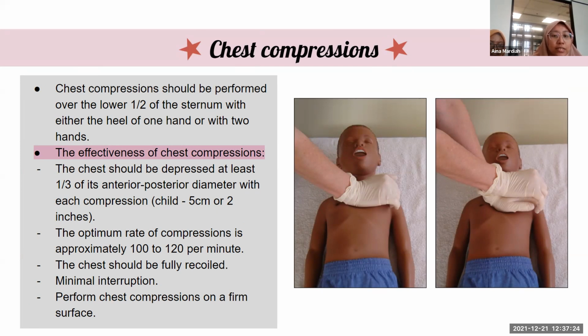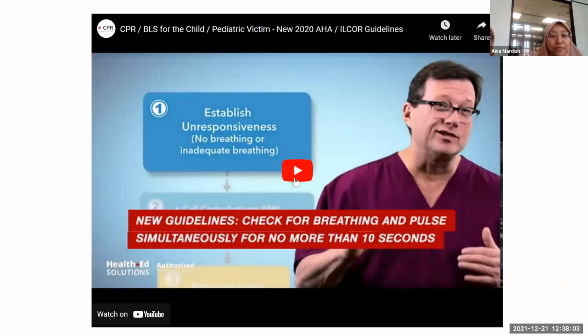Okay, and the effectiveness of the chest compression: first, the chest should be depressed at least 1/3 of its anterior posterior diameter. With each compression, the depth for a child is about 5 centimeters or 2 inches, and the optimum rate for the compression is approximately 100 to 120 per minute. With each compression, we must make sure that the chest fully recoils, ensure there is minimal interruption, and perform chest compression on a firm surface. This is my reference. This is the video.